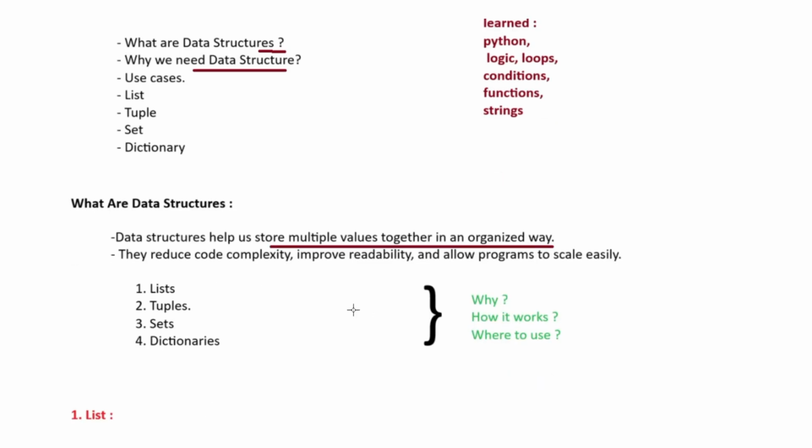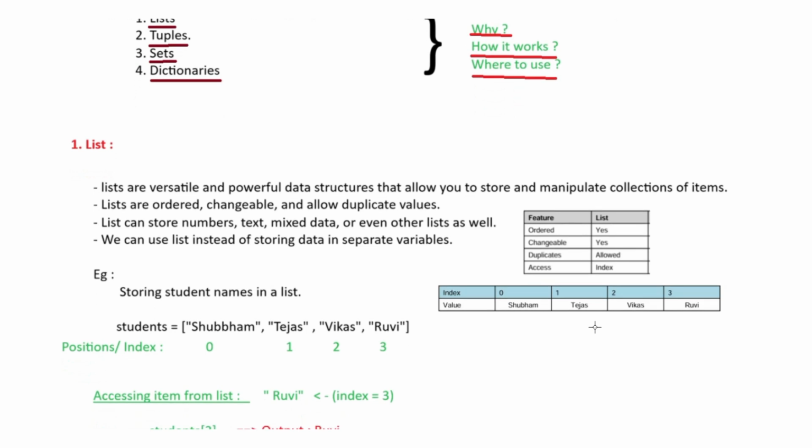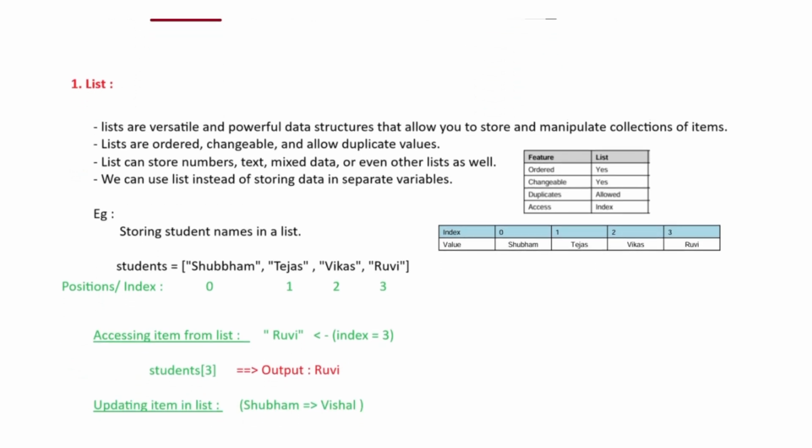In this episode, we will learn 4 core Python data structures: 1. lists, 2. tuples, 3. sets, and 4. dictionaries. So here we will start from basics. We will understand why they exist, how they are different, and where we should use each one. Okay, so let us begin with the most commonly used data structure, which is lists.